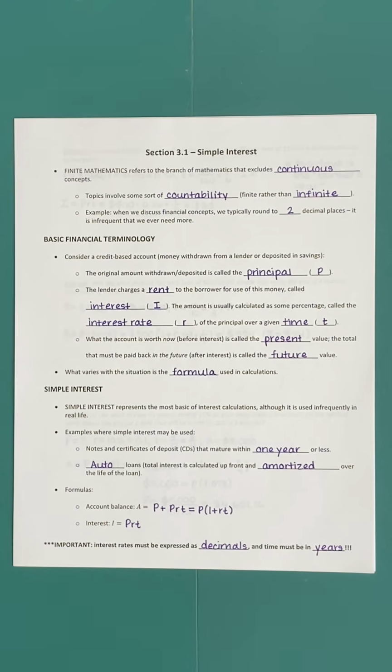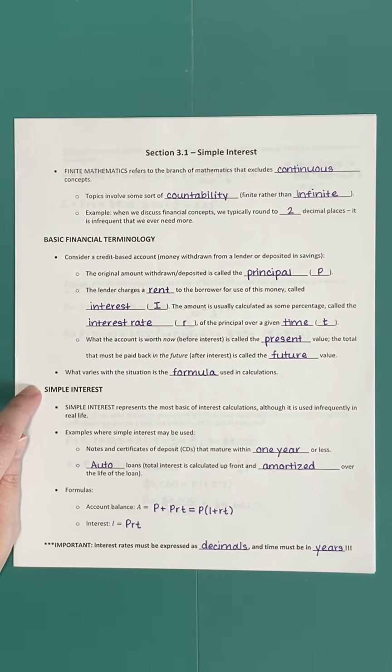Now, all of this terminology is going to be consistent from situation to situation, regardless of how interest is calculated. All of these variables are going to be pretty much the same. What's going to vary from situation to situation is the formula that we use to do our interest calculations. So in this section, we're going to focus on simple interest and those associated formulas exclusively.